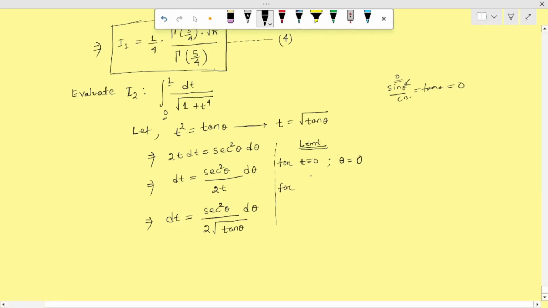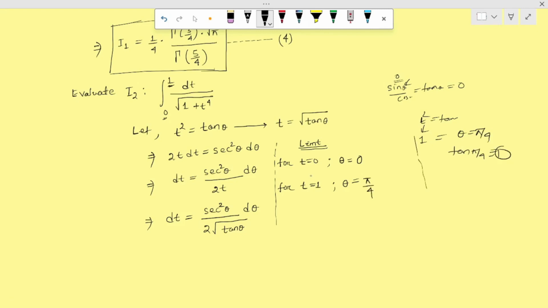For t equal to 1, that means when t approaches 1, the upper limit, theta approaches what? Here you can see we considered t square equal to tan theta. So if t square equals tan theta and t approaches 1, theta has to approach pi by 4, because we know that tan pi by 4 equals 1. So theta will be pi by 4.